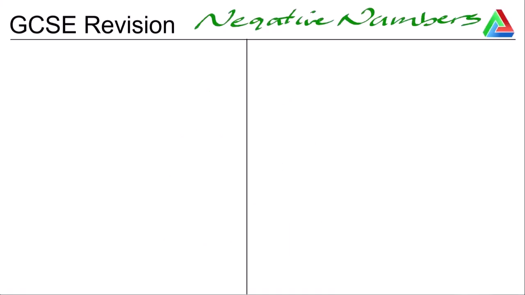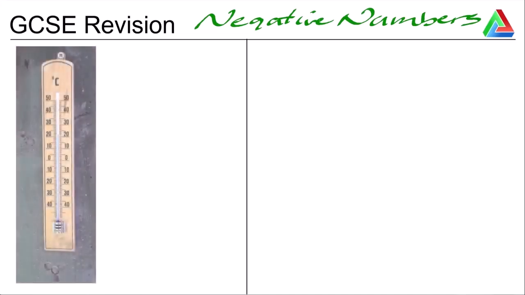All right, negative numbers. Something you're likely to come across in life, and for sure, you'll come across in your exam. So the best way to explain negative numbers is to look at a thermometer. A thermometer covers a whole range of temperatures. The numbers above the zero are called positive numbers, and the numbers below zero are called negative numbers.